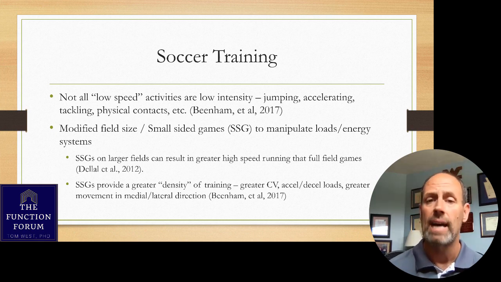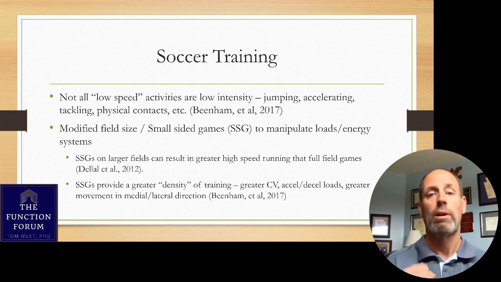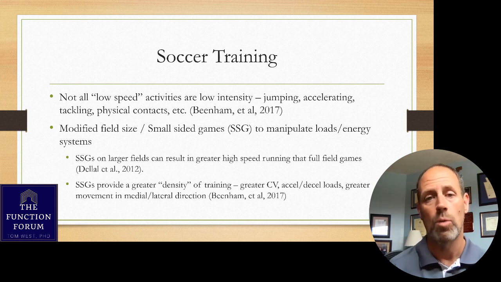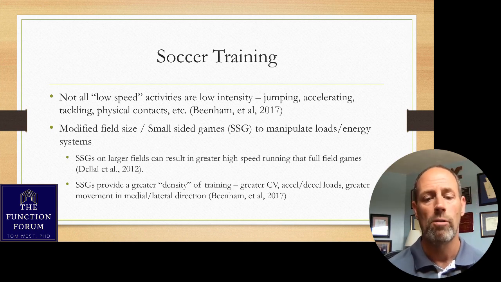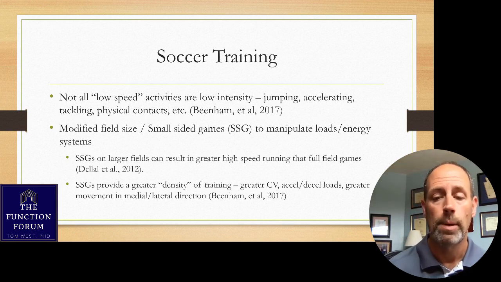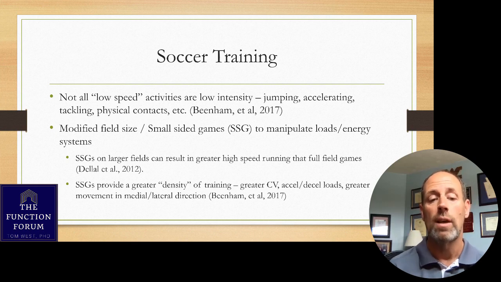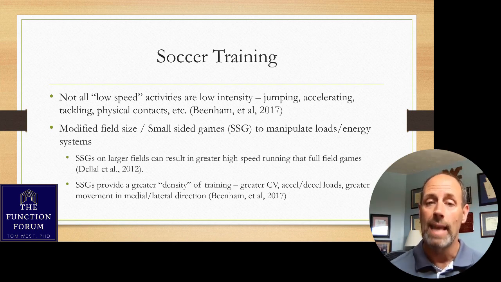So we have to keep that in mind when we are developing some of these training programs, because it's not all sprinting at top speed. A lot of times it's accelerating very quickly, but then decelerating right away because there's a change in direction of ball movement, etc. So we have to keep that in mind as well when we're developing these programs. And this study in particular looked at the use of these modified field size and small-sided games as a way to manipulate the loads and the energy systems that maybe are utilized in these athletes.